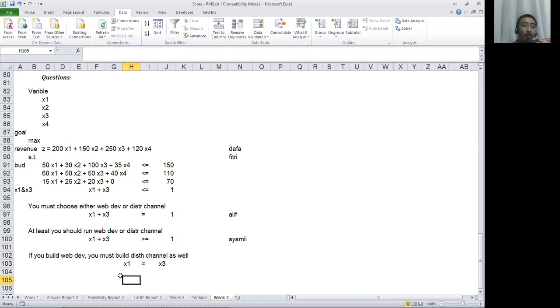What if I build web development? Of course, this is 1, okay? And this is 1 as well. So it doesn't violate the limitation, okay? But what if I build X3 only, not X1? Does it violate the limitation or not?